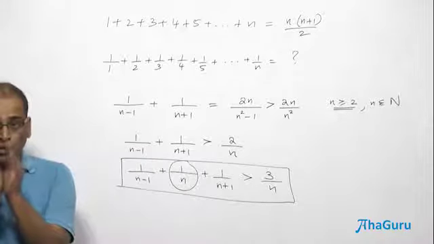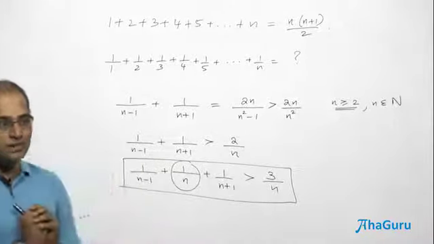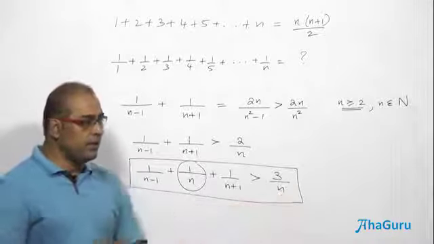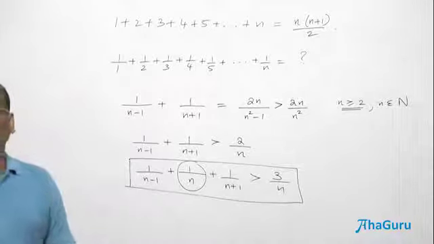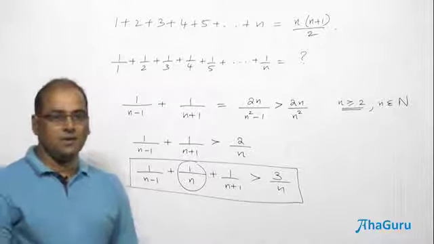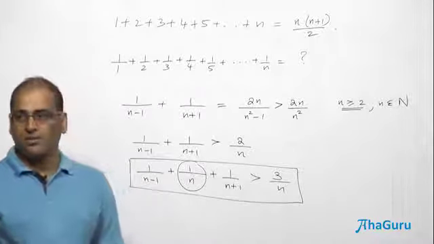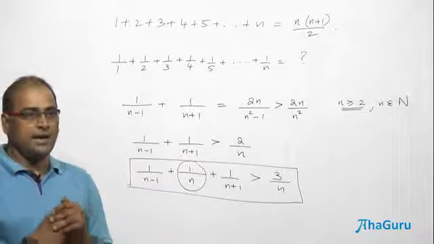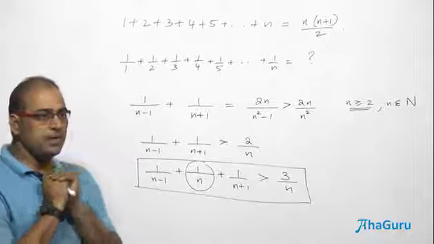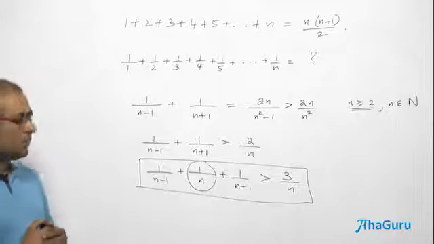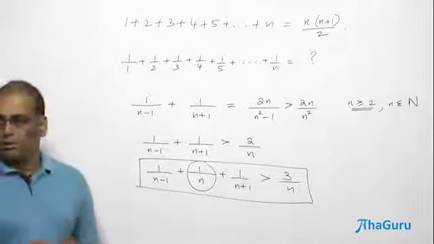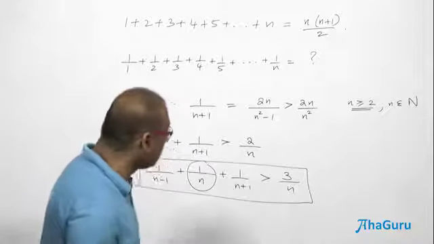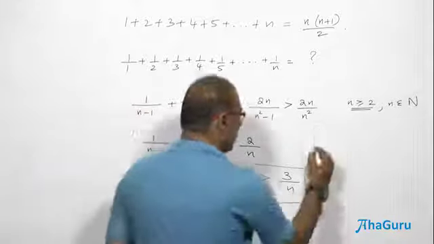The sum of the reciprocals of 3 consecutive natural numbers is greater than 3 by the middle one. So if you select 4, 5, 6, then 1 by 4 plus 1 by 5 plus 1 by 6 is greater than 3 by 5. If you take 9, 10, 11, 1 by 9 plus 1 by 10 plus 1 by 11 is greater than what? This should hold, right? Okay, so now I am going to do something interesting.